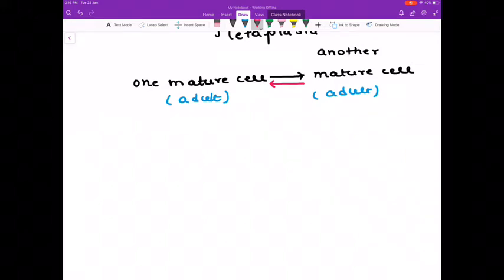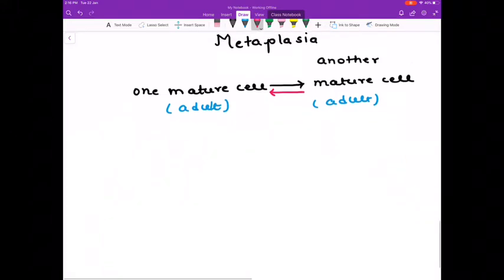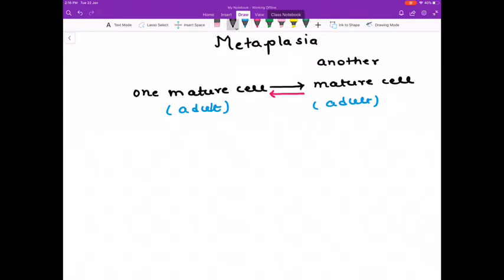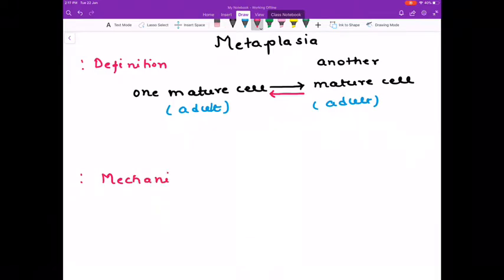For example, is the metaplasia reversible? Friends, if you see here that I have put the arrow in both the direction, because if you remove the cause of the metaplasia, this process is reversible. Okay, so metaplasia is a reversible process in which one mature cell type is converted into another mature cell type.